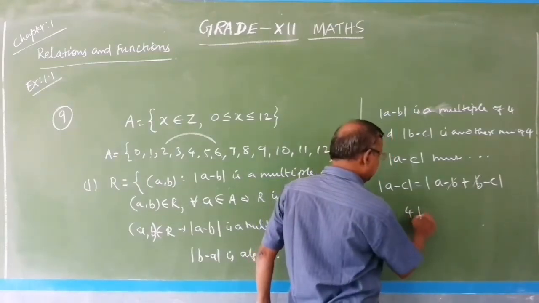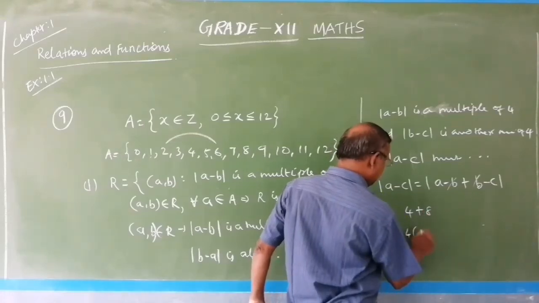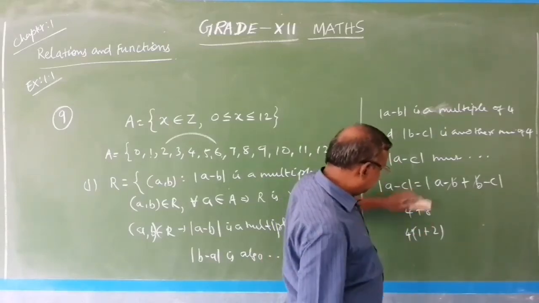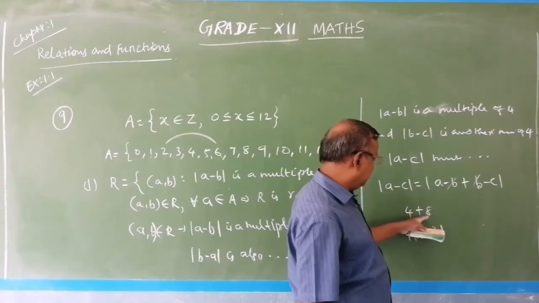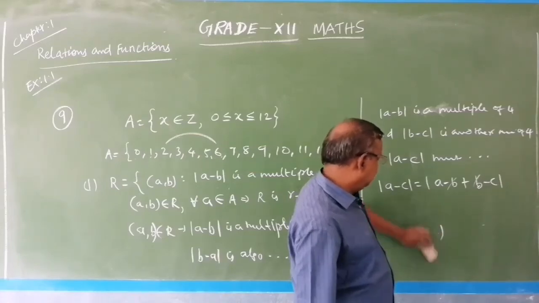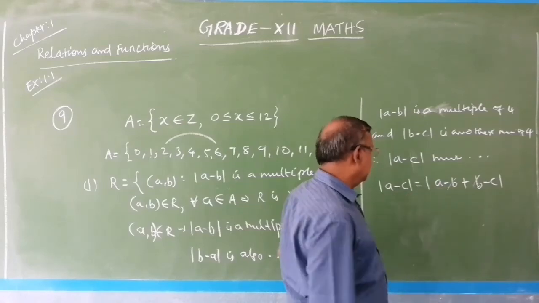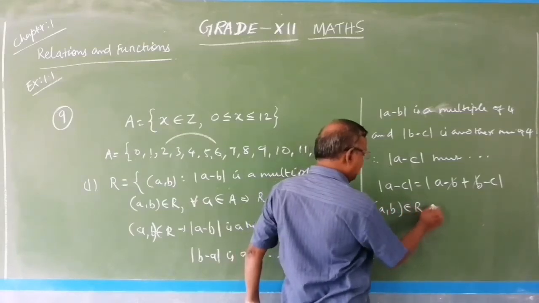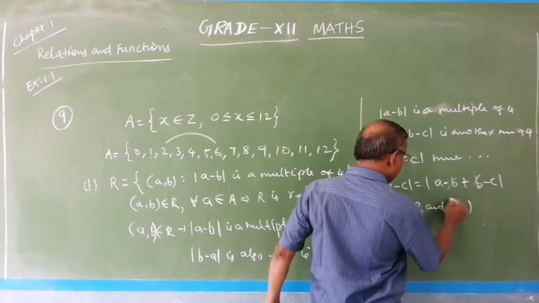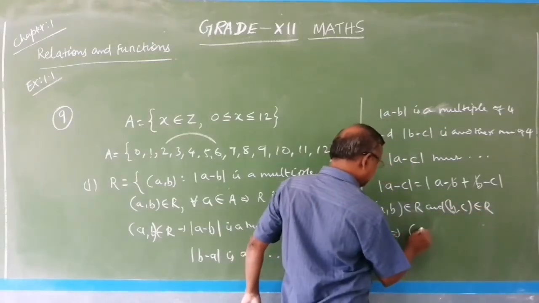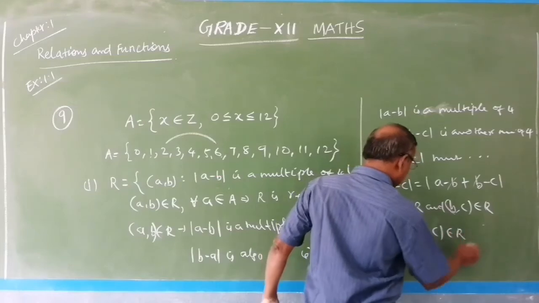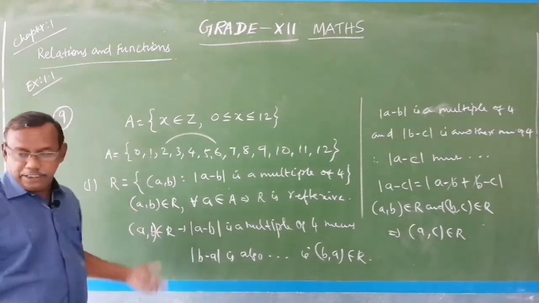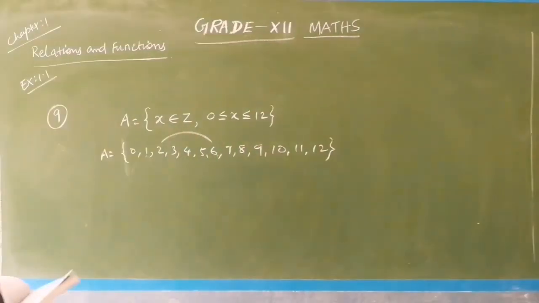But look here, 4 plus 8 equal to 4 into 1 plus 2, so it is a multiple of 4. We can take 4 as common. Therefore we can show the sum of any two multiples of 4 is definitely a multiple of 4. Therefore A minus C is a multiple of 4. That means we have A comma B belongs to R, and B comma C also an element of R, which implies A comma C belongs to R. Therefore, R is transitive too. Therefore, it is an equivalence relation.